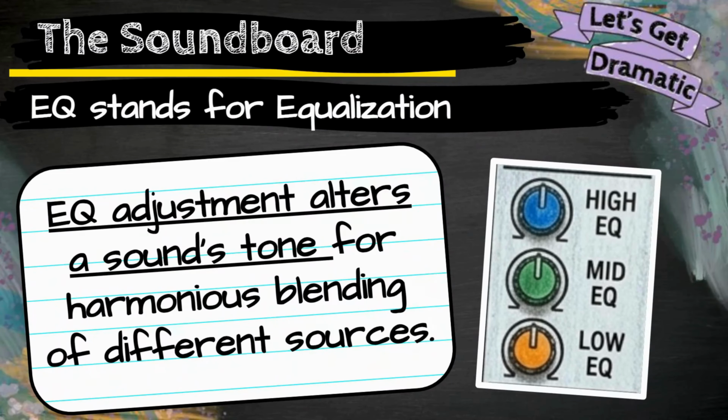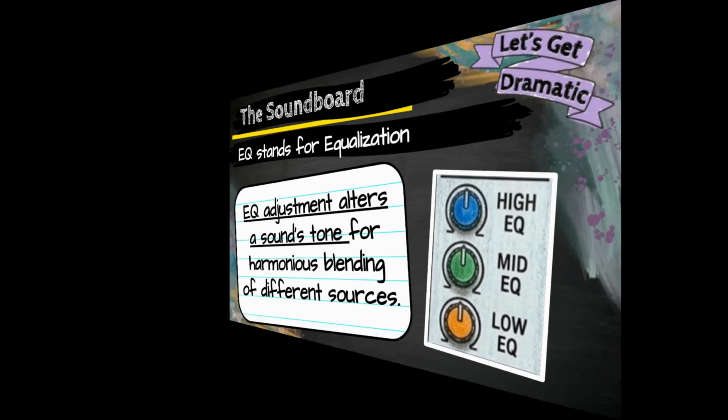EQ stands for equalization. EQ adjustments alter the sound's tone for harmonious blending in different sources. So thinking of tone, it's the highs, mids, and lows. Think of it kind of like a choir. You don't want to only hear your sopranos. You want to be able to hear everybody equally. EQ is kind of like that.